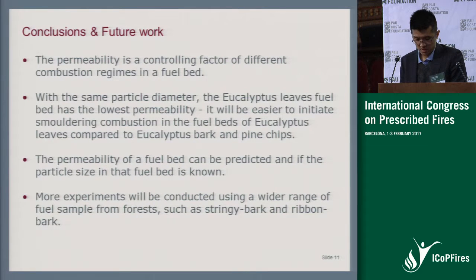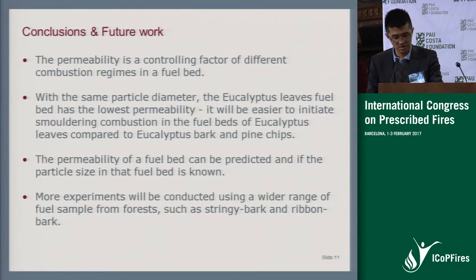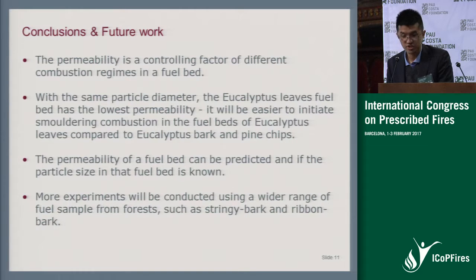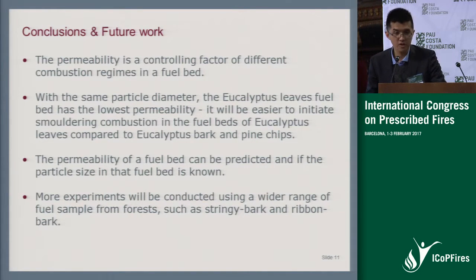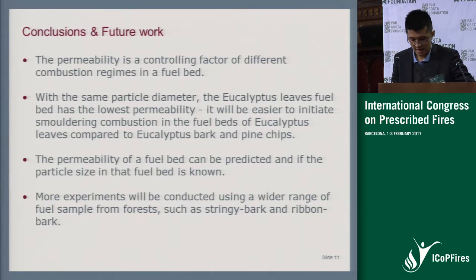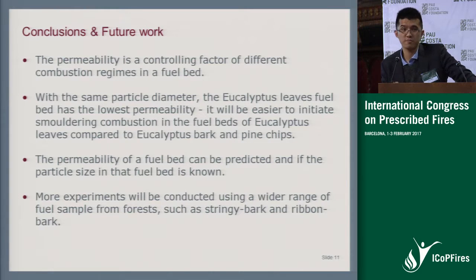Conclusion and future work. Permeability is a controlling factor of different combustion regimes in the fuel bed. With the same particle diameter, the eucalyptus leaves fuel bed has the lowest permeability. From the perspective of permeability, it will be easier to initiate smoldering combustion in the fuel beds of eucalyptus leaves compared to the other fuels. The permeability of a fuel bed can be predicted if the particle size in that fuel bed is known.